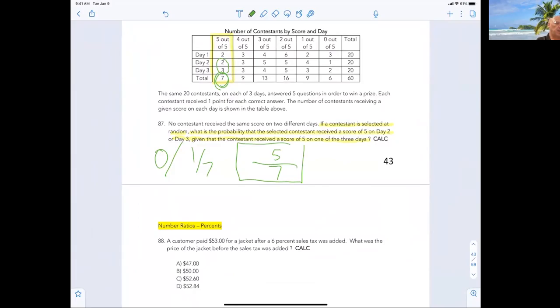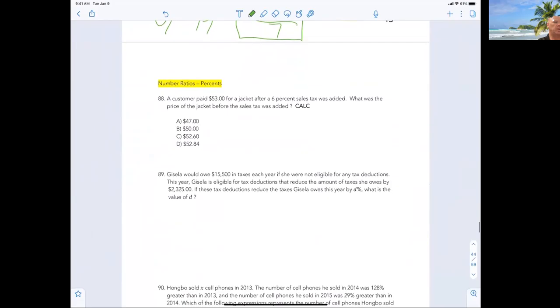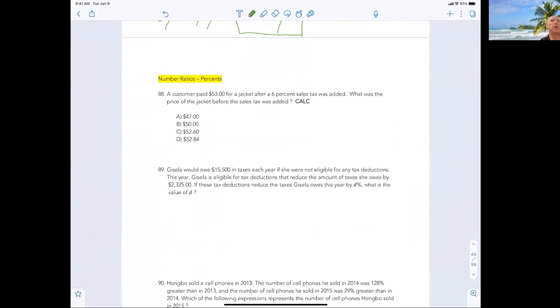Okay, now generally what I want to do now is show you a couple percent problems here, because again, I feel like we did this in sixth and seventh grade, and now all of a sudden they're asking me on the SAT for some strange reason and I forgot. All right, so let's look at this.